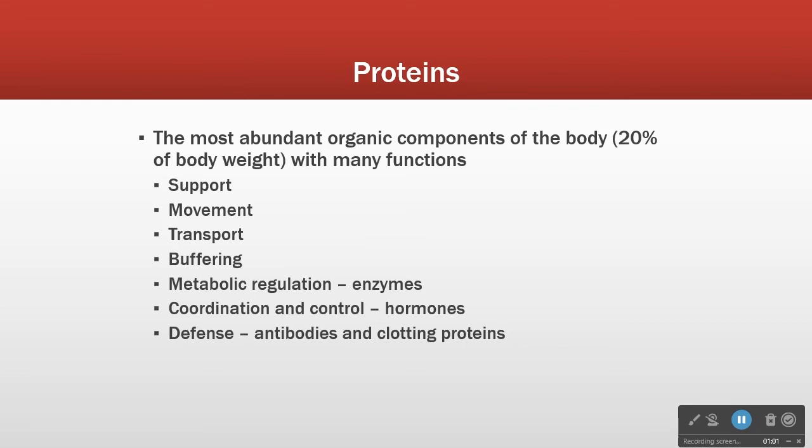Protein makes transport happen at the cell membrane and in the blood. Hemoglobin is a protein that's responsible for carrying oxygen around the body. And there are numerous other examples of transport, moving things around. I told you about one, the lipoproteins that carry lipids around the body.